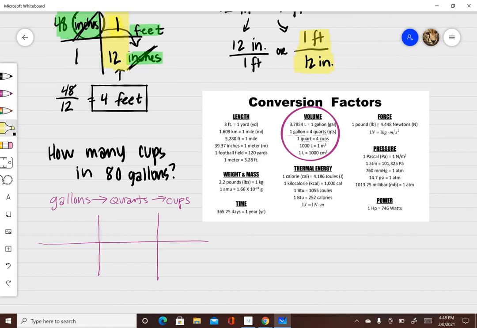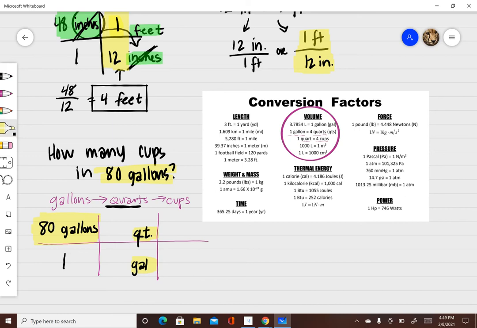Okay? So my first question is, what am I going to put in the top left window? Top left window is my starting measurement, right? So my given value. So I'm going to start with 80 gallons. What do I put underneath it? I put a 1 so that it's in fraction form. What unit goes in the bottom, in the denominator of my next window? The same one as before. So I'm going to put gallons down here. My next step, what unit goes above it? The new one I'm trying to solve for, which is in fact quarts this time. So I'm going to write quarts.